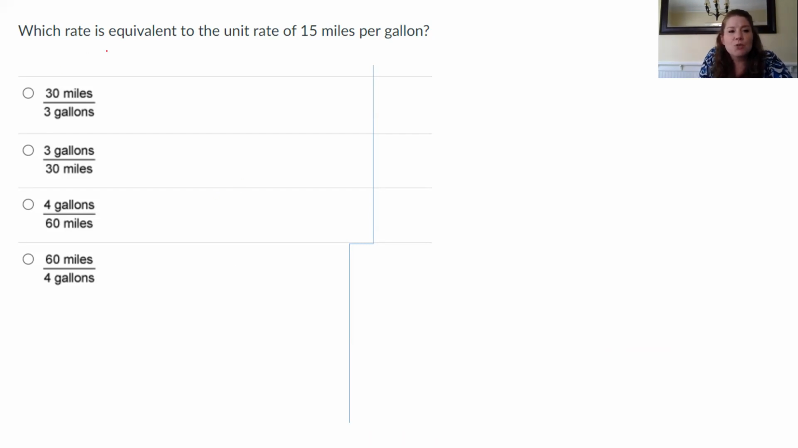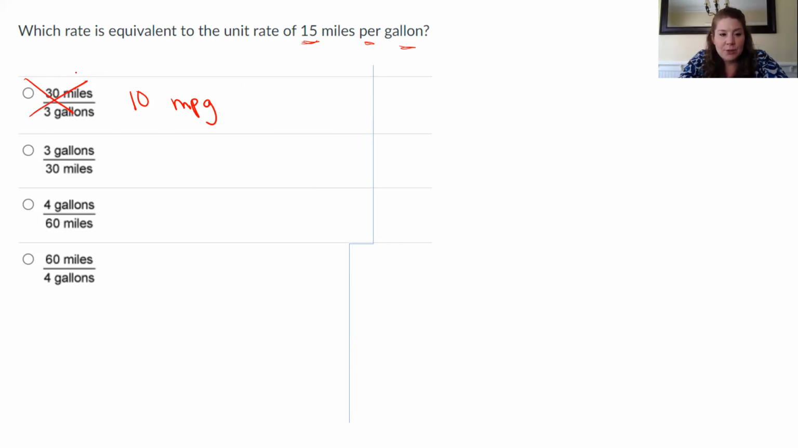So it says, which rate is equivalent to the unit rate of 15 miles per gallon? So one of these is equal to, when I divide the miles by the gallons, I'm going to get 15. So let's do the top one. If I divide 30 miles by 3 gallons, I just got 10 miles per gallon. Well, that's obviously not right.